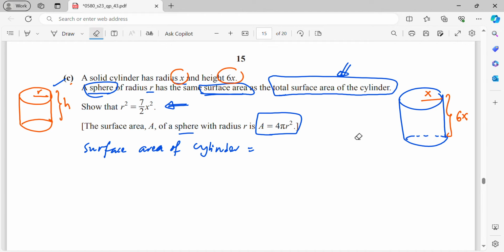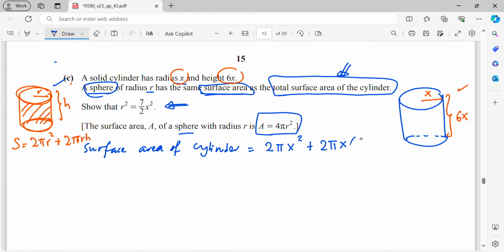I write S for total surface area equals the area of the two circles. So it will be 2 pi r squared plus the curved surface area. It will be 2 pi r h. This is the formula. Now, when you look at this diagram or this solid, it becomes 2 pi x squared plus 2 pi x h.